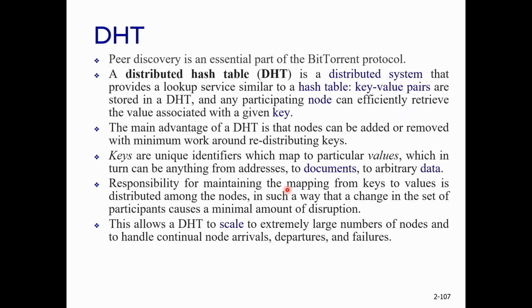Responsibility for maintaining the mapping from keys to values is distributed among the nodes in such a way that a change in the set of participants causes a minimal amount of disruption. This means the hash table is not stored in one particular system. It is distributed over the systems in the network. This allows a DHT to scale to an extremely large number of nodes and to handle continual node arrivals, departures and failures.